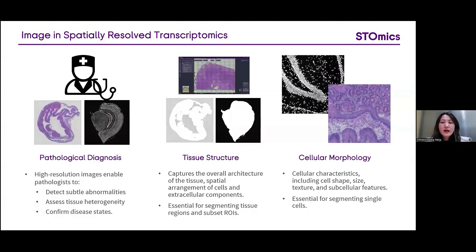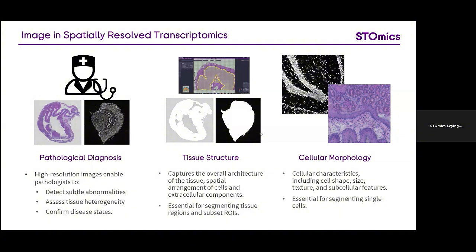In pathology, high-resolution images like those from H&E staining or fluorescence images are important. They help pathologists detect subtle abnormalities, assess tissue heterogeneity, and confirm disease states. These staining images capture the overall tissue architecture, the spatial arrangement of cells, and the extracellular components. This level of detail is essential for identifying tissue regions and substructures. And also, these high-resolution images allow us to observe the morphology of individual cells.